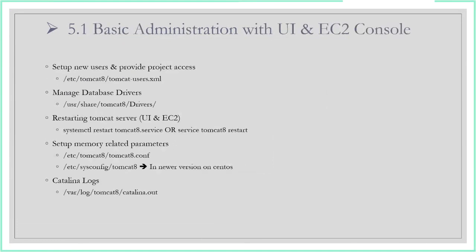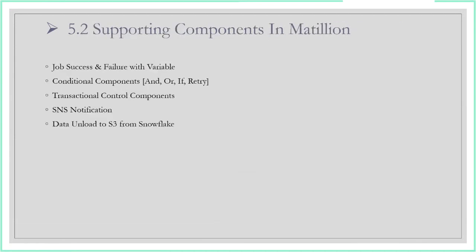It's pretty simple. The next thing we have is supporting components. These are the kind of components which will basically complete your jobs. The supporting components will mostly get included in each and every job that you develop. So these are pretty important components. Now there are different supporting components. So job success, job failure, then you have and, or, if, retry, right?